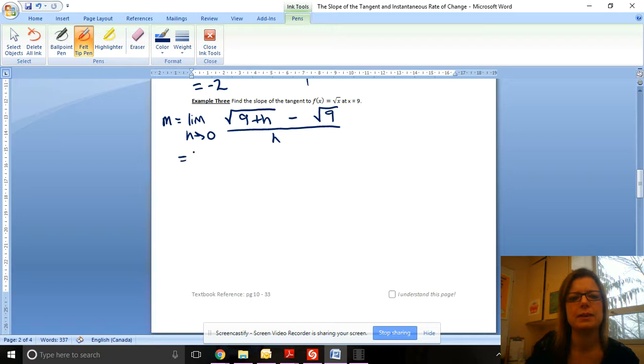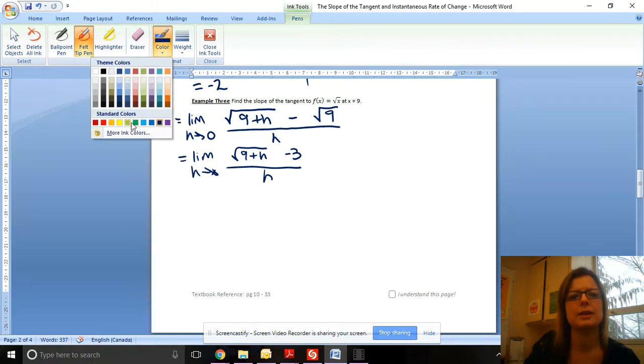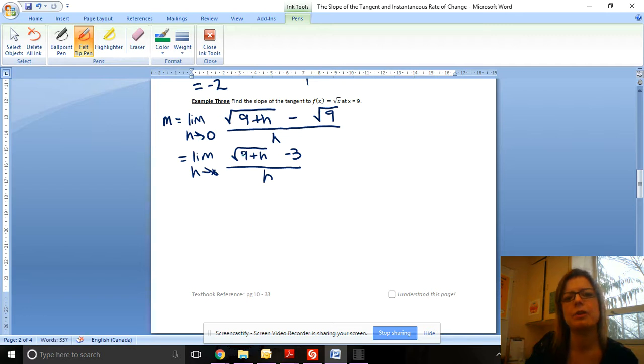Okay, so we can simplify this to the limit as h approaches 0 of root 9 plus h minus 3 all over h. Now be careful, some students are tempted here to simplify this root and take out a root 9 and a root h. So they would put 3 plus root h. You can't do that, okay? You cannot, because it's addition, so you can't simplify that way.